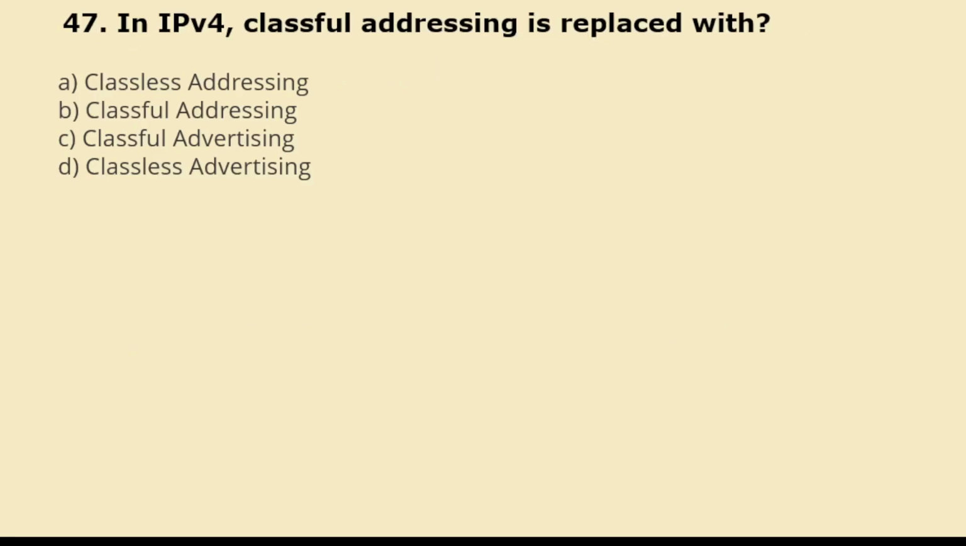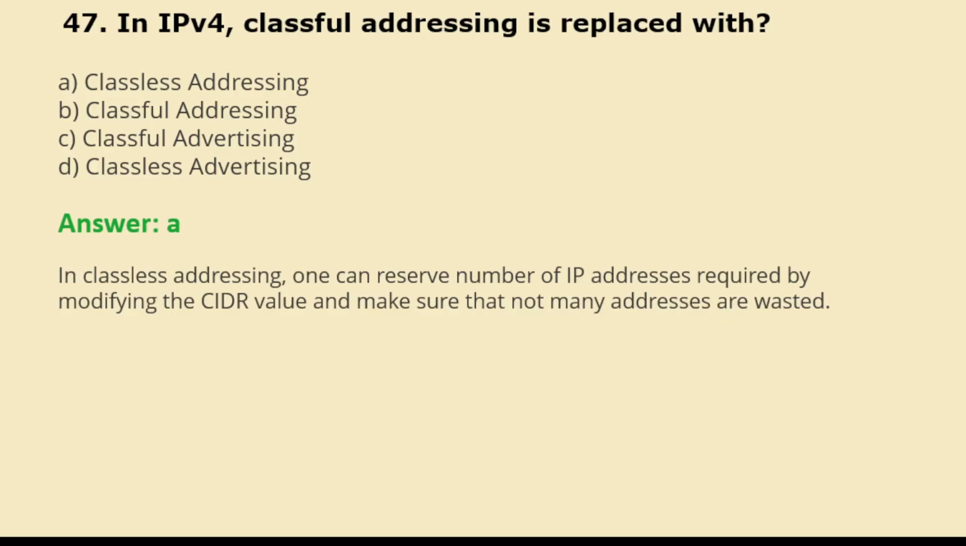Next question. In IPv4, classful addressing is replaced with A. Classless addressing, B. Classful addressing, C. Classful advertising, D. Classless advertising. The correct answer is A. Classless addressing. So what happens in classless addressing? One can reserve number of IP addresses required by modifying the CIDR value and make sure that not many addresses are wasted.